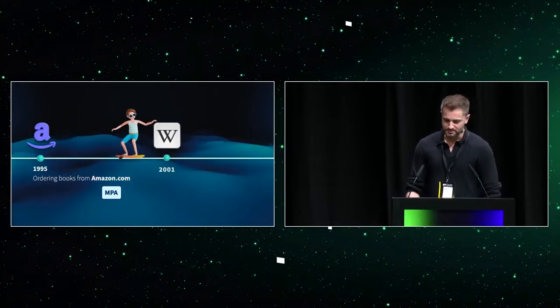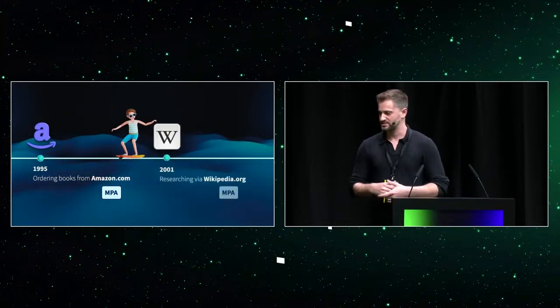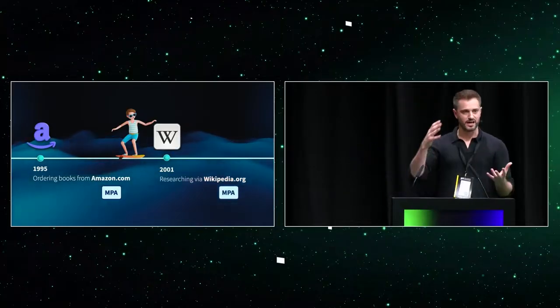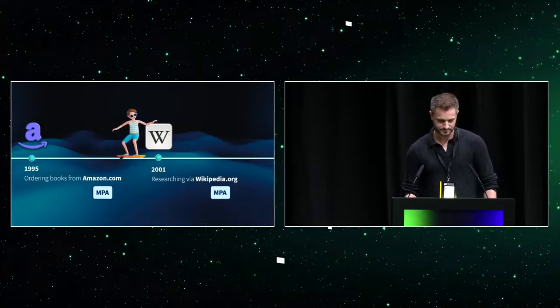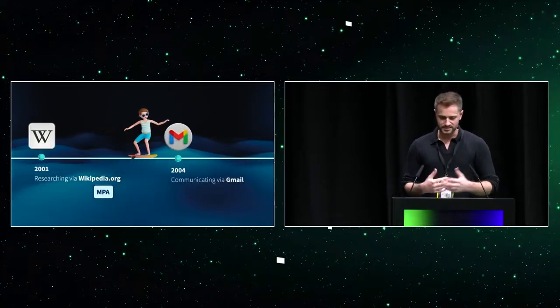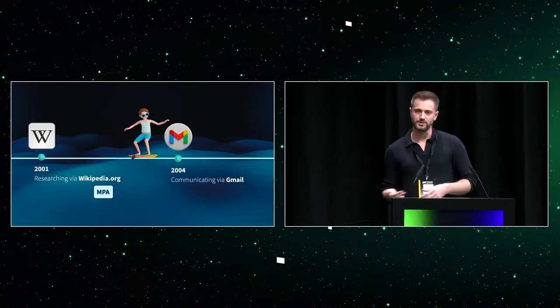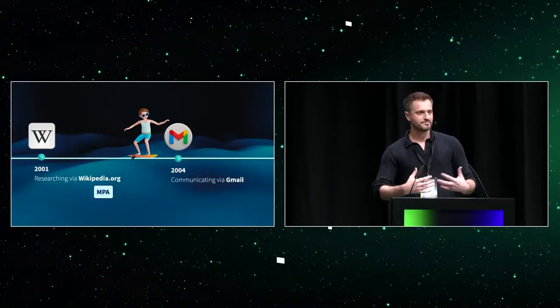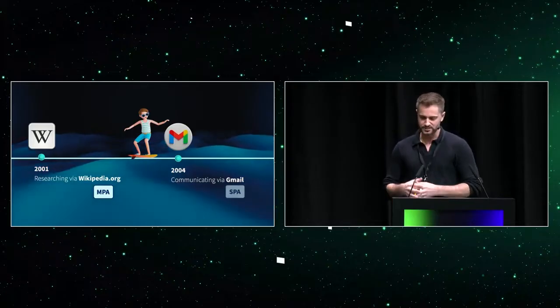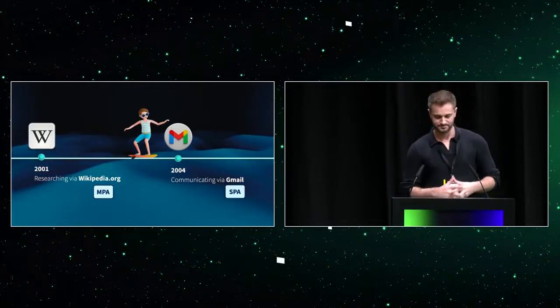As we move forward in time, in 2001, we saw the introduction of Wikipedia, which is a classic MPA, devoted to one page per topic area. And this rendering strategy was going strong for bigger sites, and it really wasn't until 2004 that we saw some really innovative alternatives proposed by Gmail with the introduction of the SPA architecture.